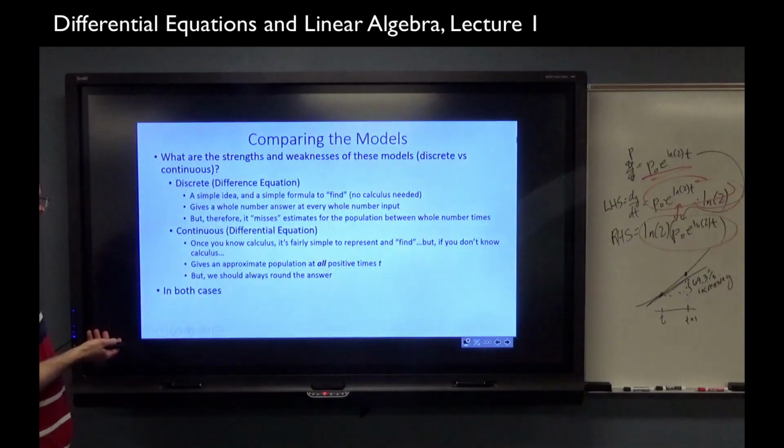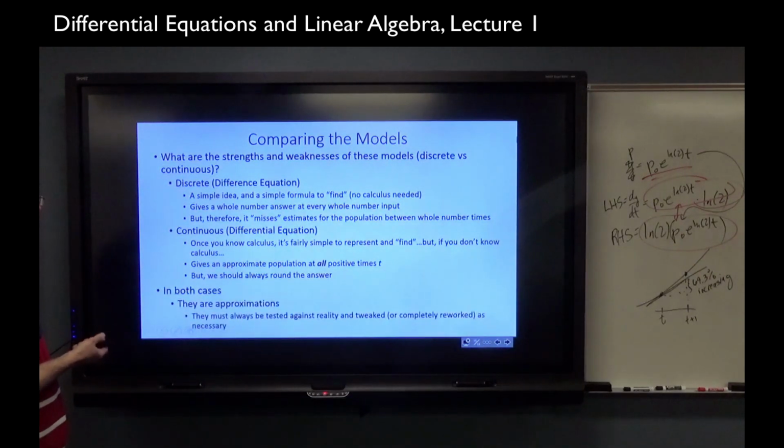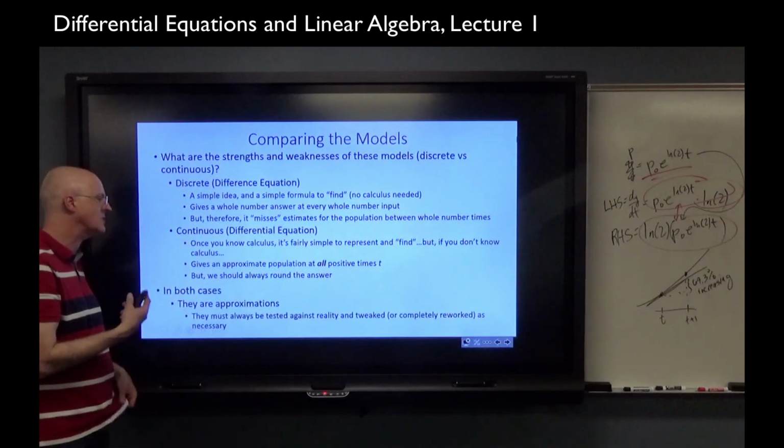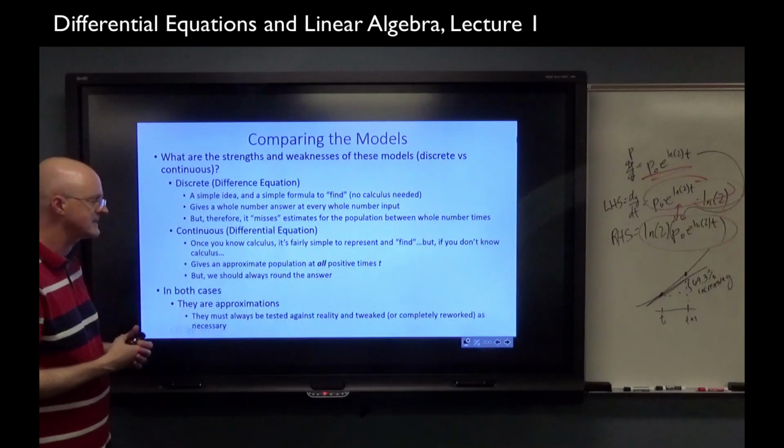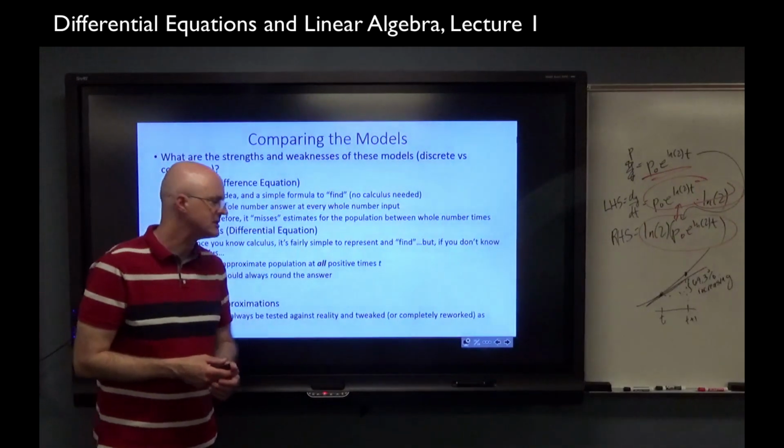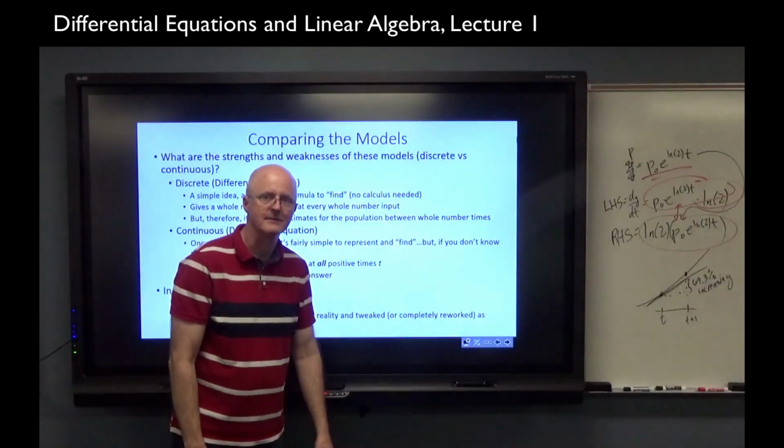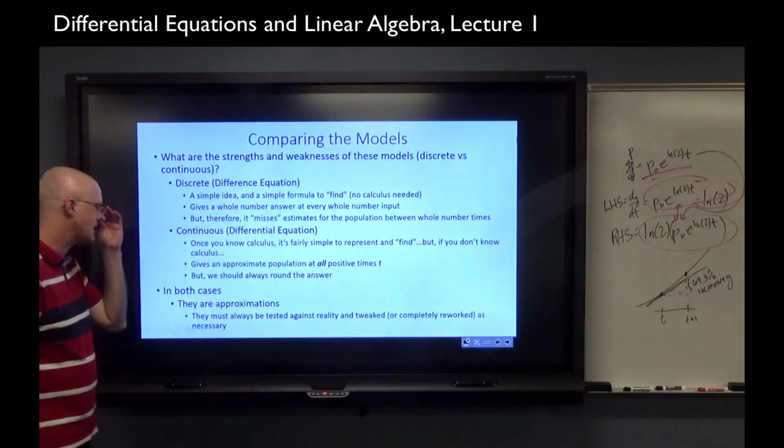In both cases, you should realize they are approximations. They must always be tested against reality and tweaked or completely reworked if necessary. And probably for these rapid populations, this complete reworking is probably necessary, right? Unconstrained growth is just not practical.